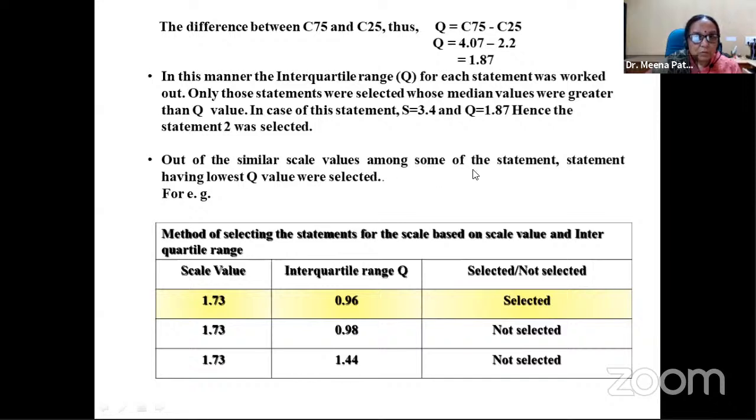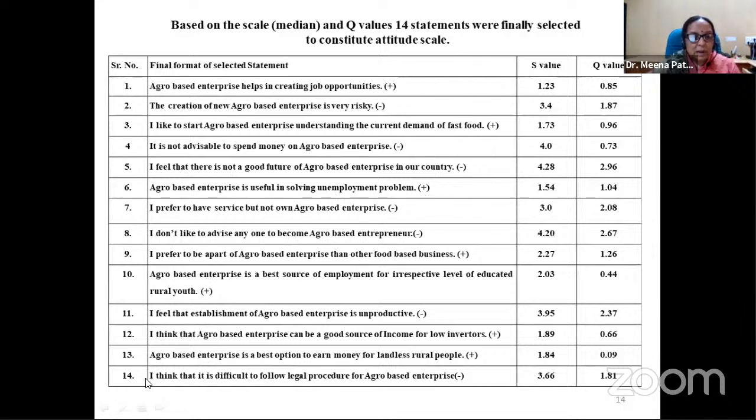Out of statements with similar scale value, those having the lowest Q value were selected. For example, some statements have scale values of 1.73, 1.73, 1.73, but their interquartile range was not similar. It differed here. So the statement having the lowest Q value of 0.96 will be selected and the other two are rejected. Again, I am repeating, earlier 38 were collected. Out of these, 18 were selected, and then based on the scale value and Q value, the final selection of statements was done. That is, only 14 statements are selected based on this S value and Q value.